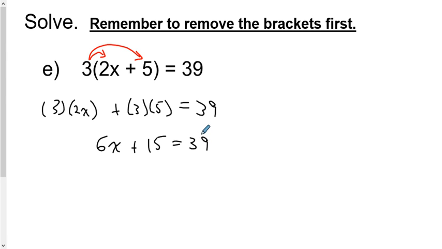Now I bet you could solve this from here. This is just a two-step equation. Let's subtract 15 from both sides. I'm left with just a 6x here. And I'm left with a 24 here. Let's divide both sides by 6. 24 divided by 6 is 4.